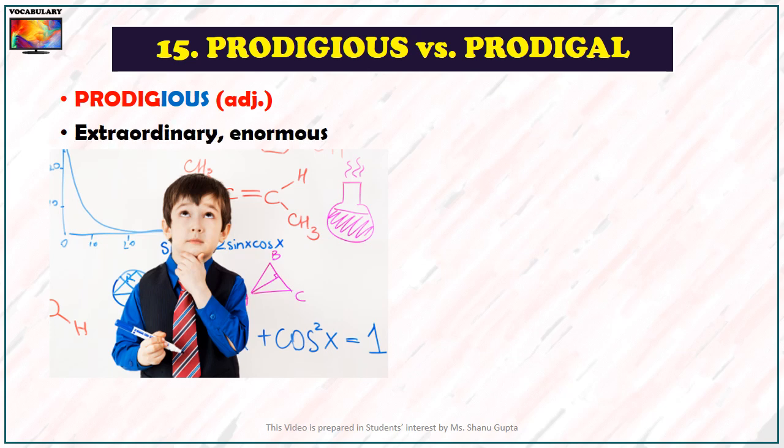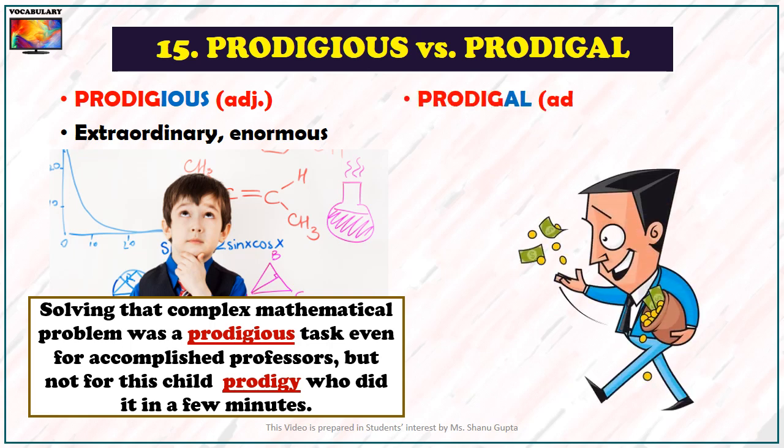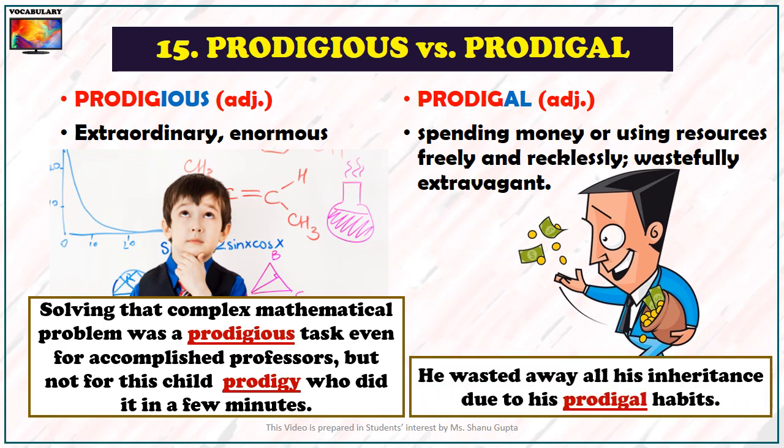Similarly, prodigious means extraordinary or enormous. For instance, solving that complex mathematical problem was a prodigious or enormous task even for accomplished professors, but not for this child prodigy who did it in a few minutes. Prodigal, on the other hand, describes a person who spends money or uses resources freely and recklessly and is wastefully extravagant. For example, he wasted away all his inheritance due to his prodigal habits.